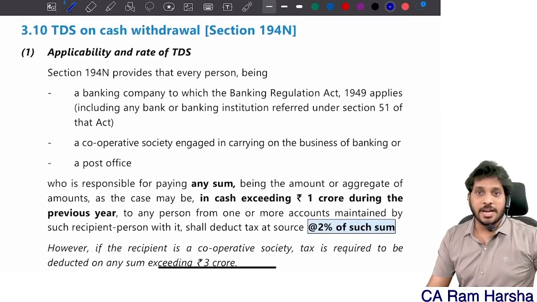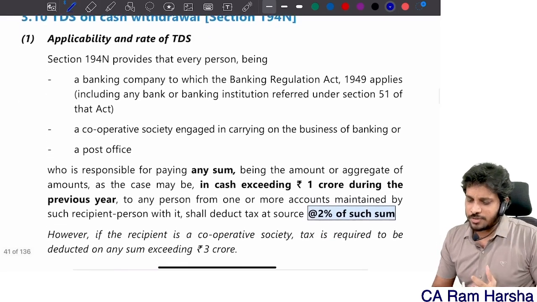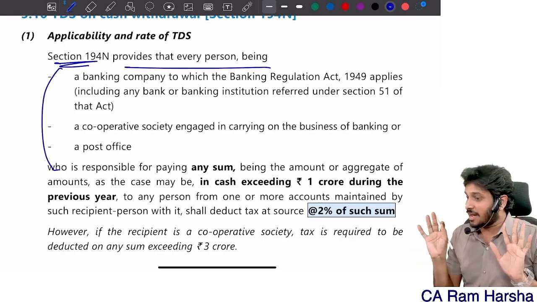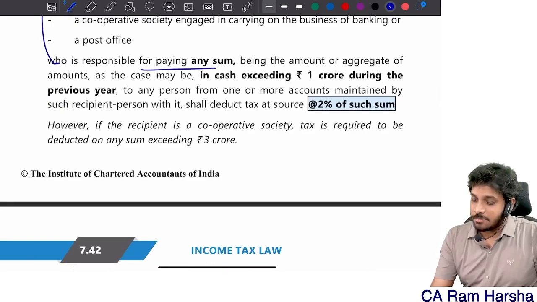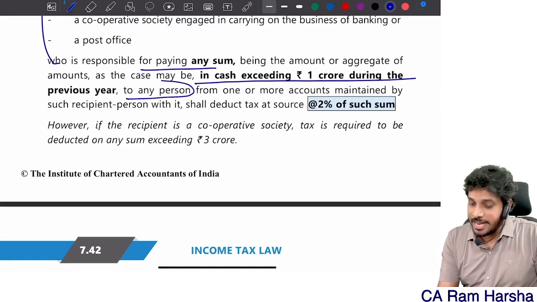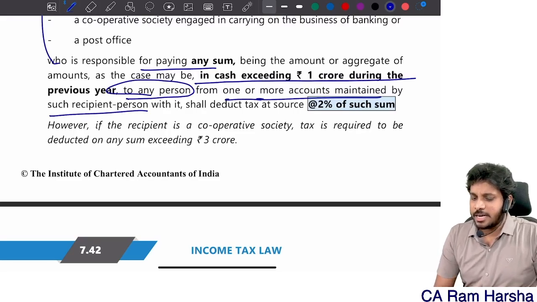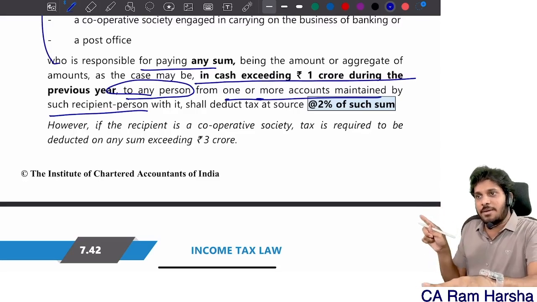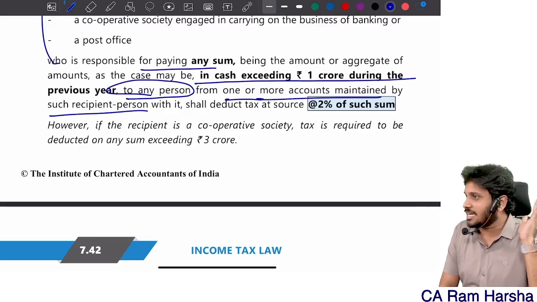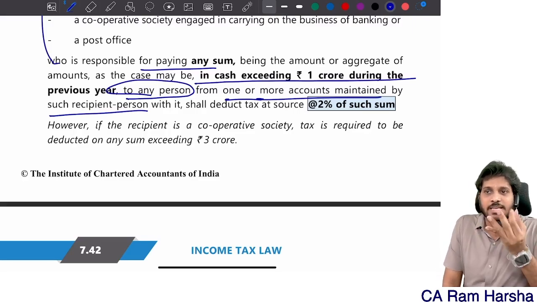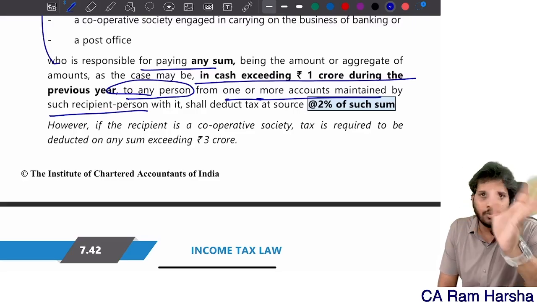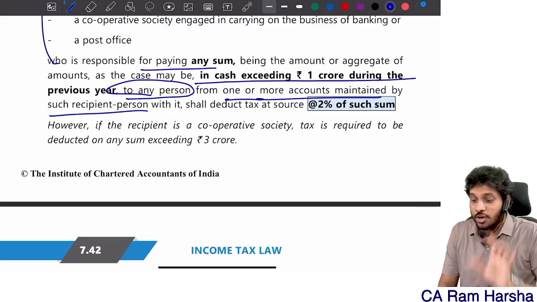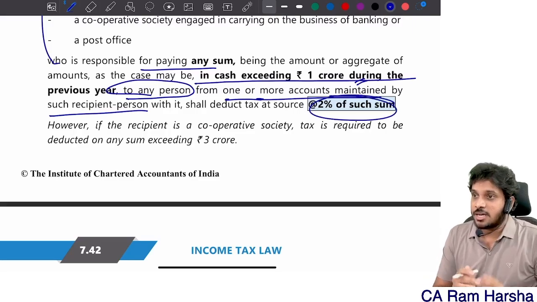Then we have a provision on TDS on cash withdrawal. Cash withdrawal provision is very simple. Section 194N provides that every person being a bank or cooperative bank or society, if at all they are paying any sum in excess of 1 crore to any person from one or more accounts maintained by such recipient person, which means with a bank, you may be maintaining one bank account or multiple bank accounts, doesn't matter. Customer wise it will be calculated. Suppose I'm having an HDFC bank savings account, current account, various other two savings accounts, two current accounts. From all the four accounts put together, if my total withdrawal is exceeding 1 crore, what is the rate of TDS? 2% straight away.